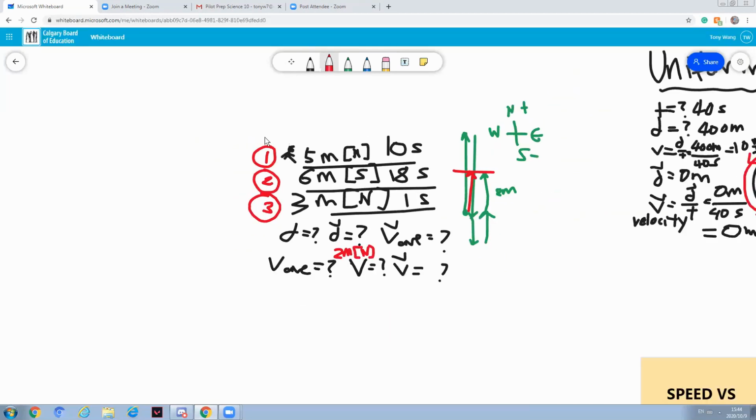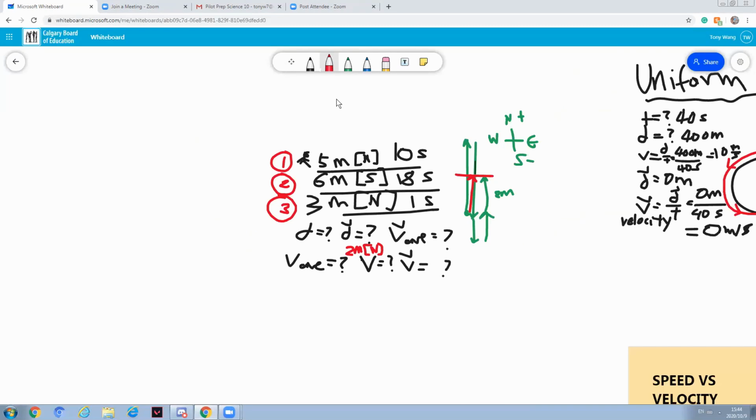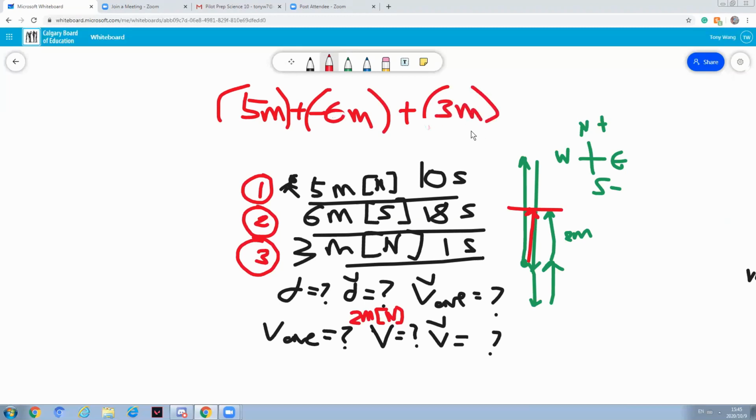So usually, when there's a type of question where you need to add up a bunch of vectors, you need to add them up with a sign. For example, 5 meters north we define as positive, so it's just 5 meters. 6 meters south we define as negative, so -6 meters. And then we need to add up 3 meters north, which is defined as positive. So after adding all of this up, you will get a number that is 2 meters, right?